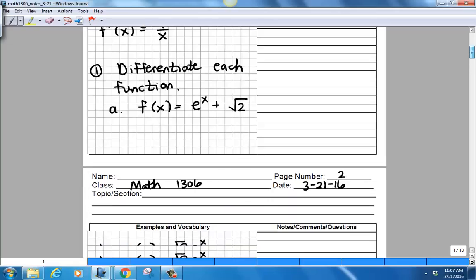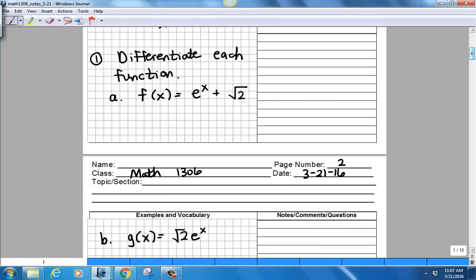Let's look at differentiating these simple functions. Suppose f of x is e to the x plus, just for fun, the square root of 2, and we want to find the rate of change of this function. The second part is really easy, because what's the rate of change of square root of 2? 0. It doesn't involve the variable, so it is a constant, and its rate of change is just 0.